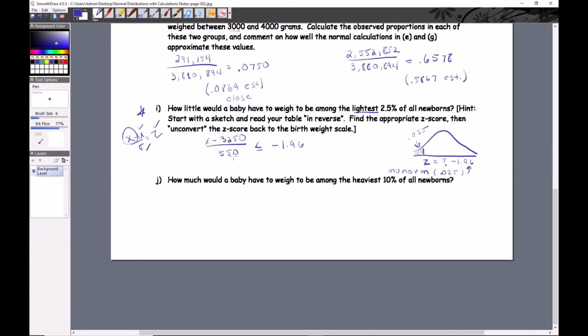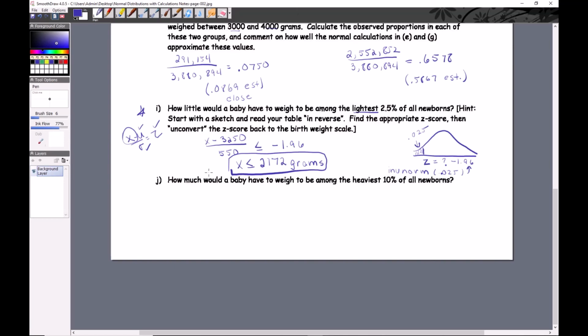So to undo this, you multiply each side by 550, and then you add 3250 over. And you're going to get x is less than or equal to 2,172. And this needs units because, you know, we lost the units here at the z-score. We need to put them back on. And if there's decimals beyond that, you can put the decimals on. That's perfectly fine. And so there it is. That's the back standardizing. So any baby at that weight or less will be among the lightest 2.5% of all newborns. Or at least that's what our model says.